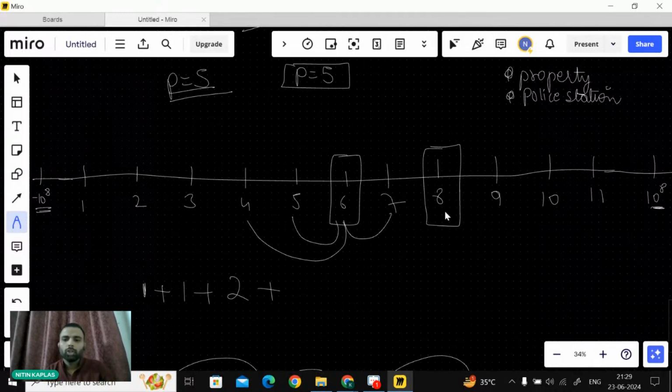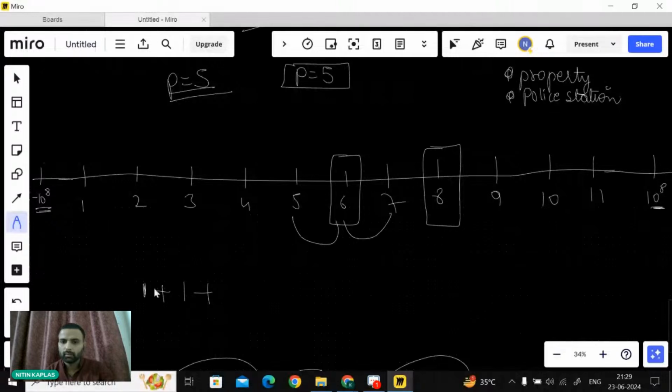Now, if I focus here, let me give you step by step. I can buy this, and I can buy this, 1 and 1. The nearest place is this. Can I buy this? Yes, you can. 1, 1, 1. We can buy.